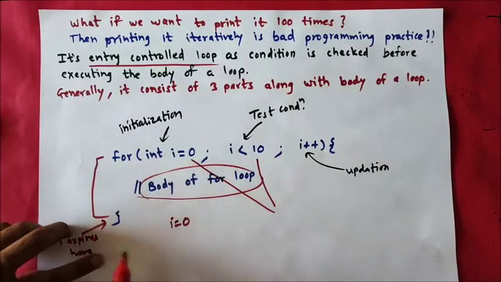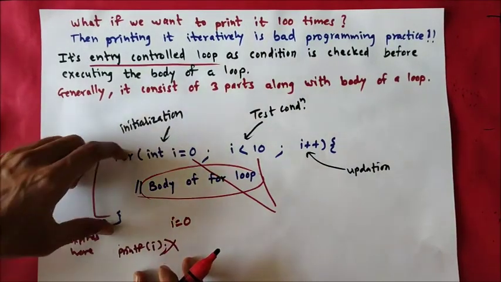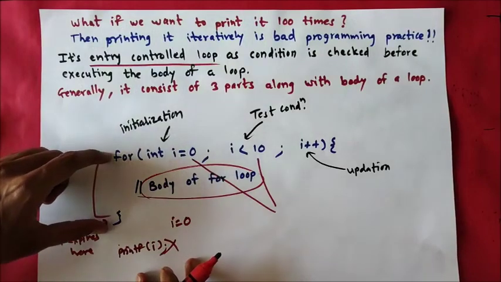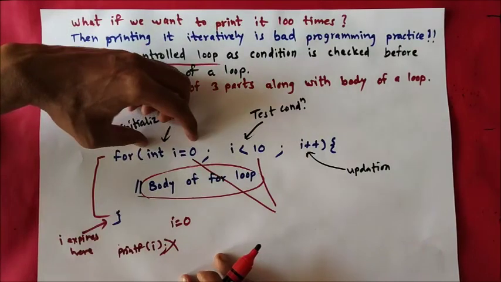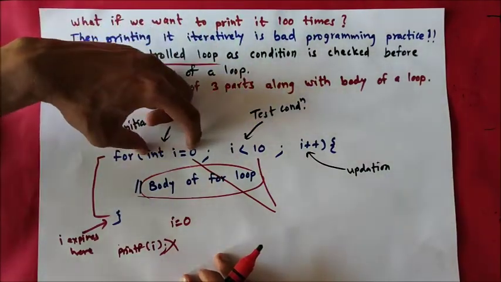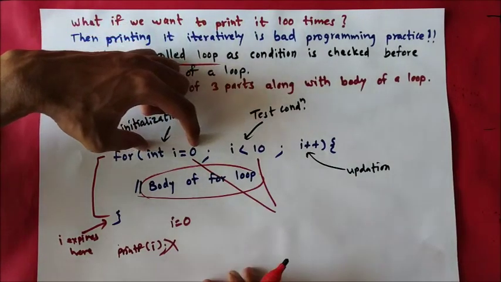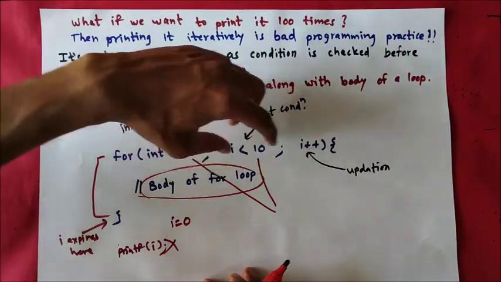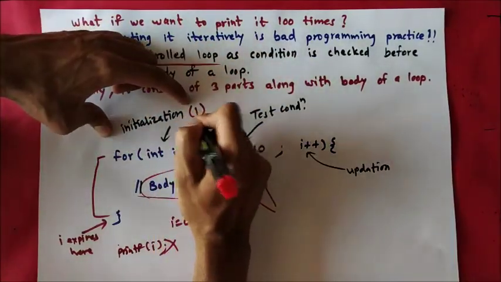So if you try to print I here, you will get a compile time error, because the scope of I is up to the for loop. Now what happens? At the start I will be created, right? So how will the for loop be executed? It will go to initialization first, and initialization happens only once. Understand, the test condition will happen many times, updation will happen many times, but initialization will happen only one time, right?